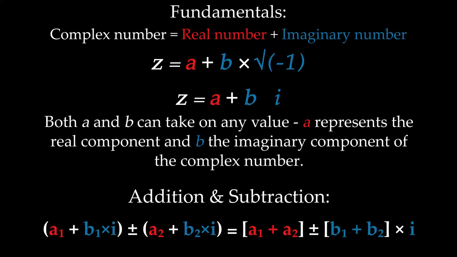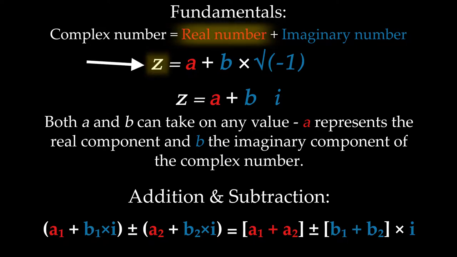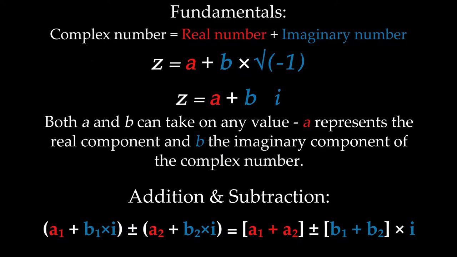The building block of complex numbers is i, the square root of negative 1. We can multiply any value by i to get what's called an imaginary number. An imaginary number is essentially just the square root of a negative real number. We can consider a complex number z to have a real part a and an imaginary part b. A purely imaginary number can be considered a complex number with real part 0. Likewise, a purely real number can be considered a complex number with imaginary part 0.